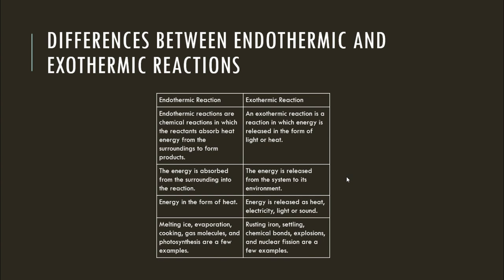So the difference between the two now. Endothermic reactions are reactions in which they absorb heat, while this one they release heat. The energy is absorbed from the surrounding into the reaction. The energy is released from the system to the environment. Energy is in the form of heat. Energy is released as heat, electricity, light, or sound.